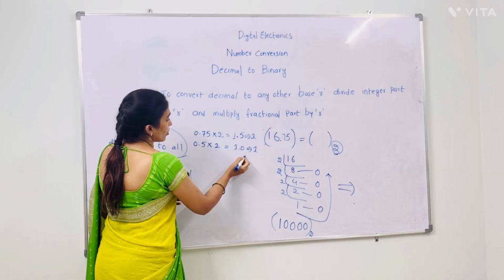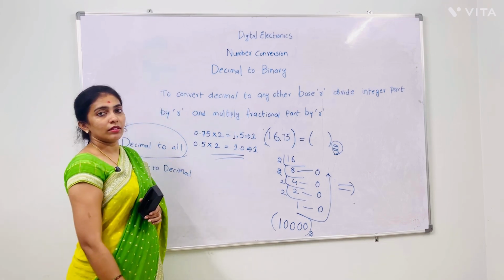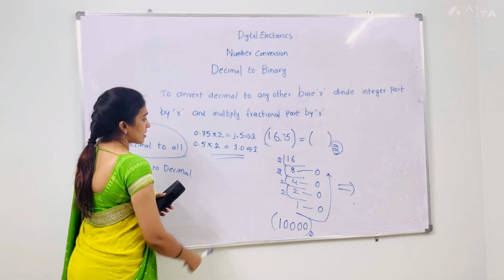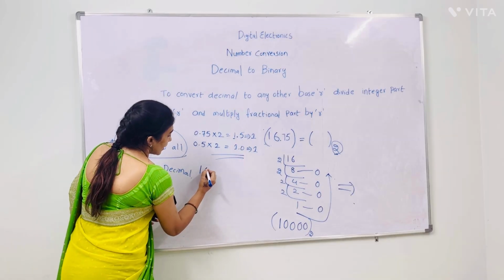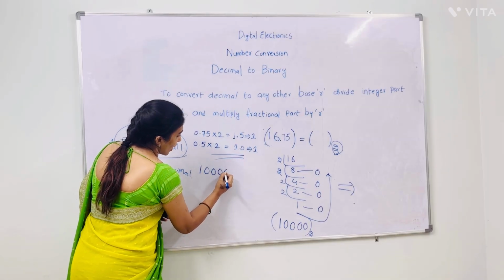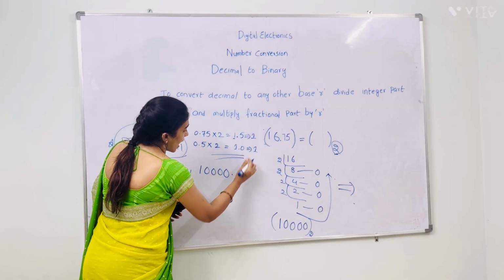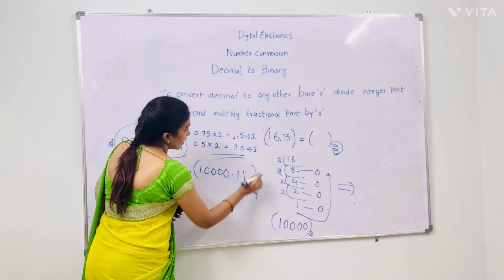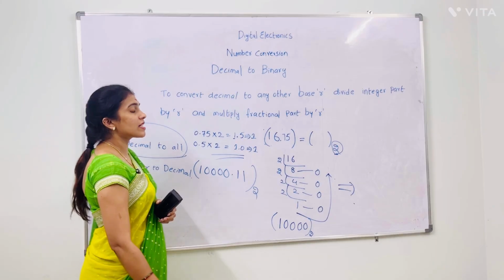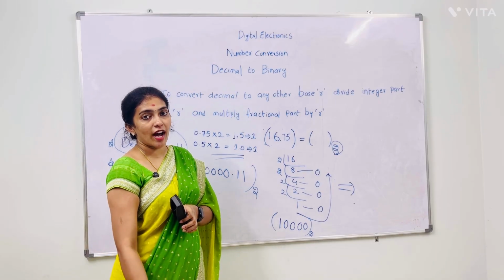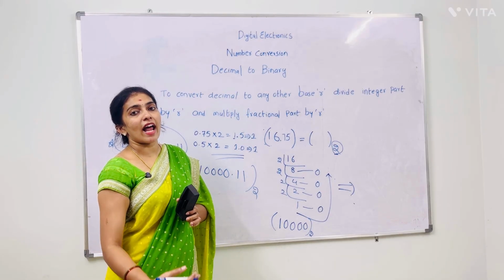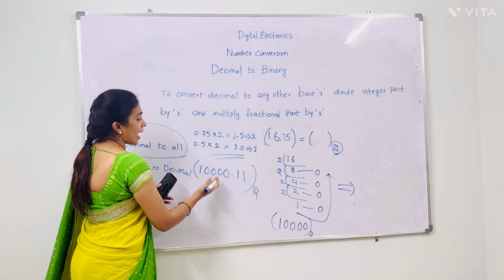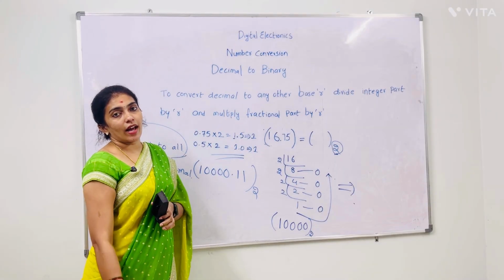Up to here you can take the answer. So for the total answer, from 16 we got 10000, and from the fractional part the answer is 11. Now the total decimal number 16.75 is converted to its binary equivalent.